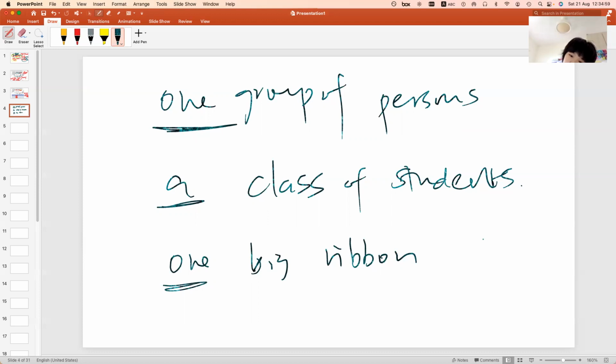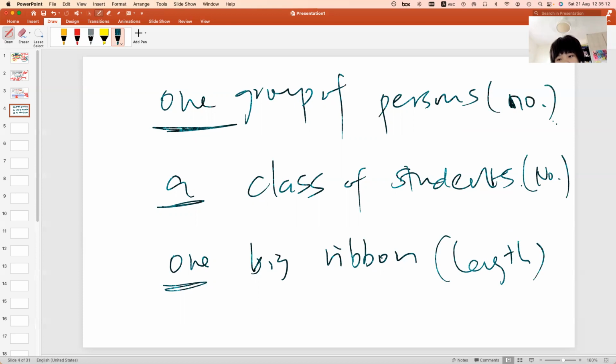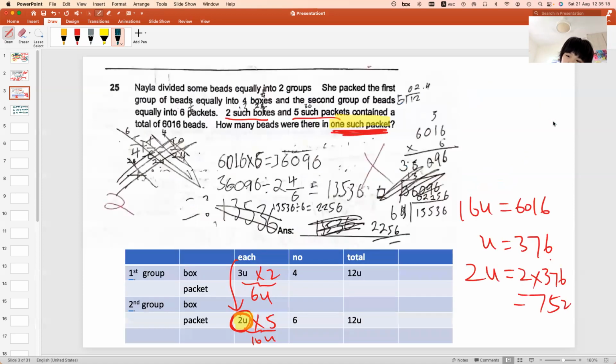Of course, one big ribbon, this one is about length. Then a class of students, this is number of people. A group, one group of persons, also number of people. Then you can generate the table already. Very, very simple. Not only is it simple if you use this, it's very clear cut. Okay, it's so clear cut. All right, next.